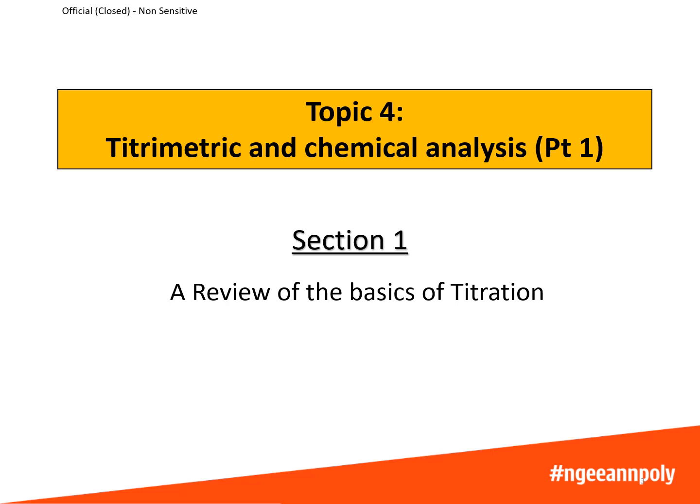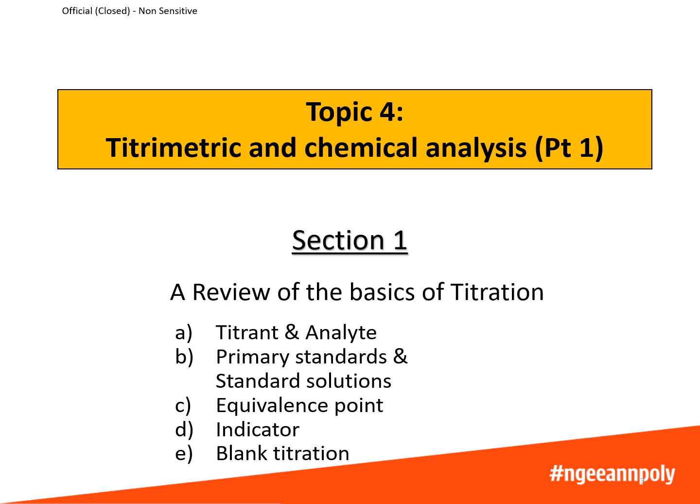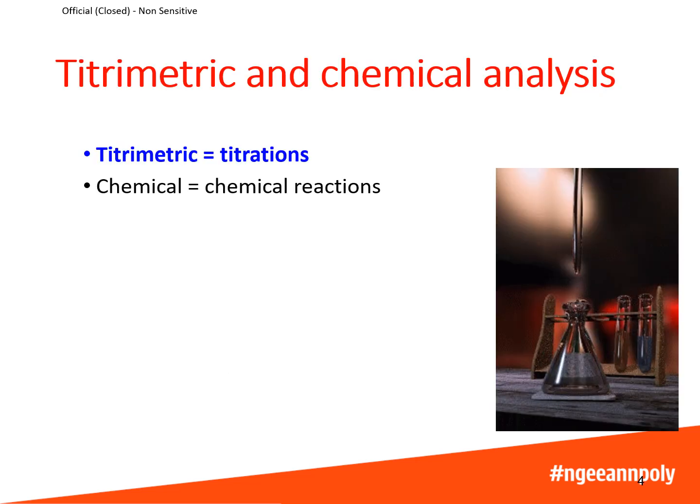So first, we will review the basics of titration. We will be covering what is titrant and analyte, what are primary standards and standard solutions, what is equivalence point, what is an indicator, as well as what is a blank titration. The word titrimetric refers to titrations, whereas the word chemical refers to chemical reactions to identify a substance.